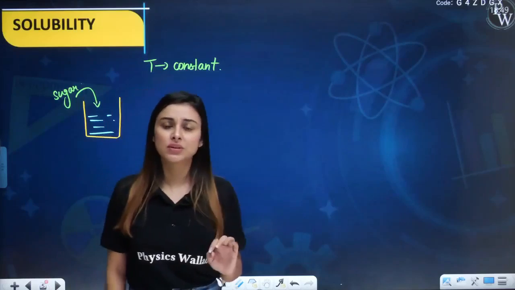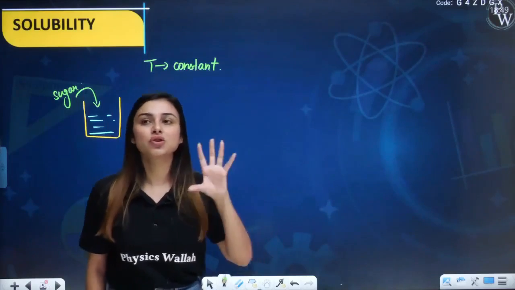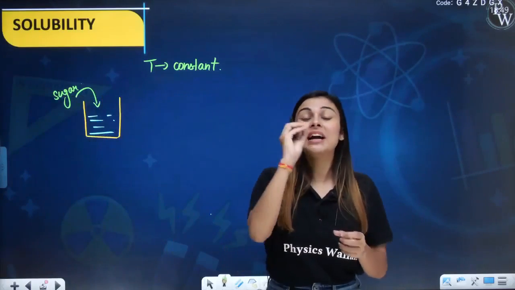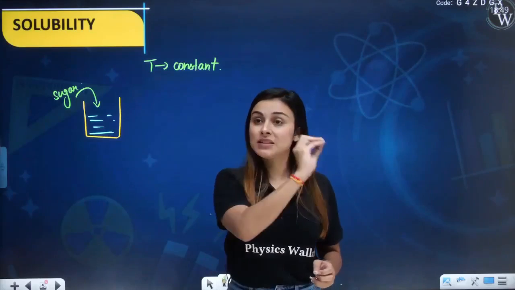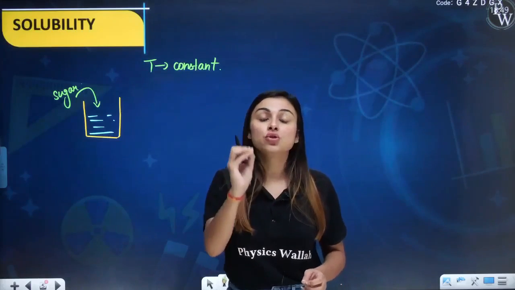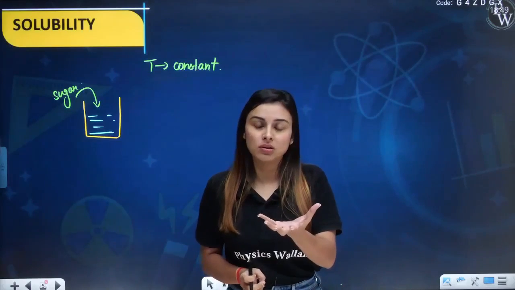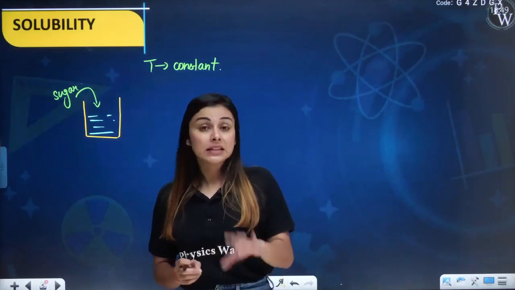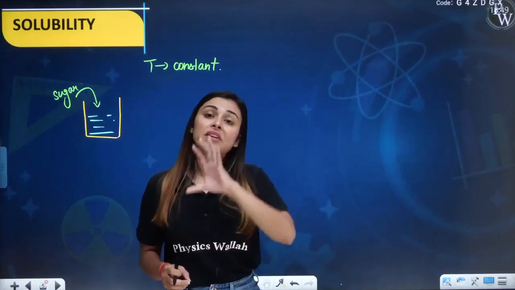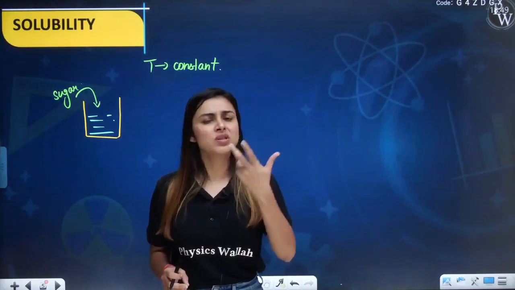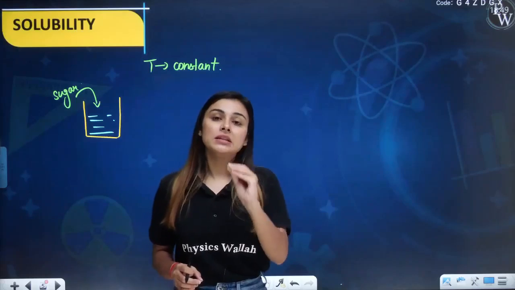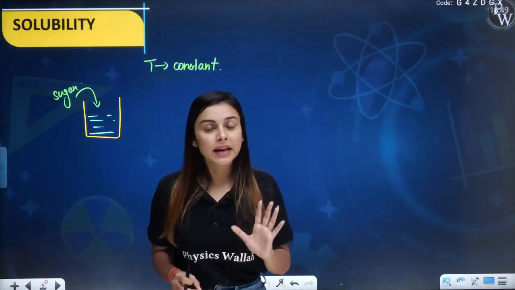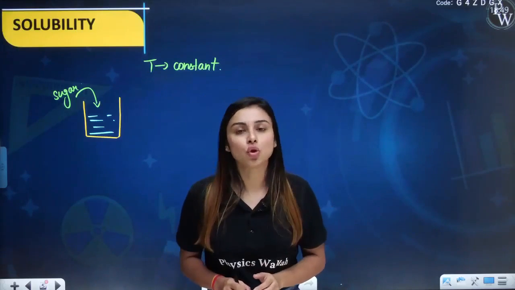As long as you are mixing the sugar at the same temperature, you keep adding sugar. At one point, a point will come at this particular temperature that no more sugar can be dissolved in the solvent, that is your water. This means that for every solution which has at least two components, there is a maximum limit to the amount of solute you can dissolve in a particular solvent. And that is what is known as solubility.